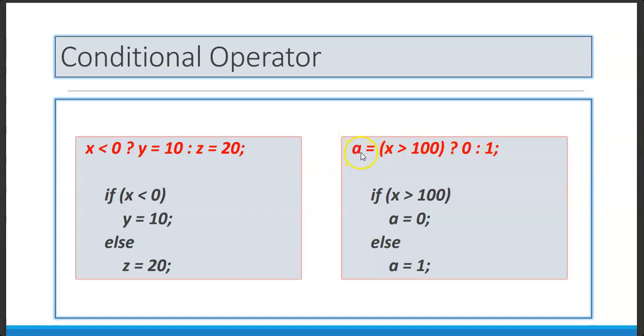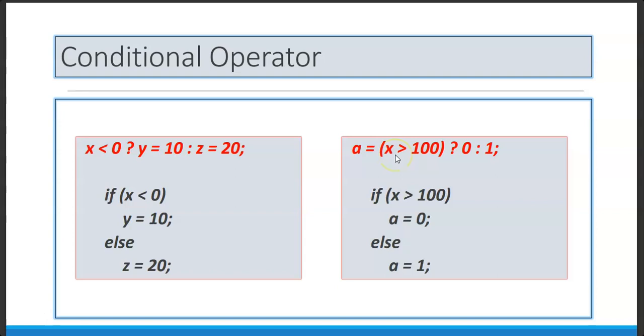So we want our variable a to be 0 or 1 based on some conditions. If x is greater than 100, then our a will be 0. If it's not, then our a will be 1. So this can be rewritten using if-else. This is a more compact, simple way of writing it as compared to this. It will just be written in a single statement like that.